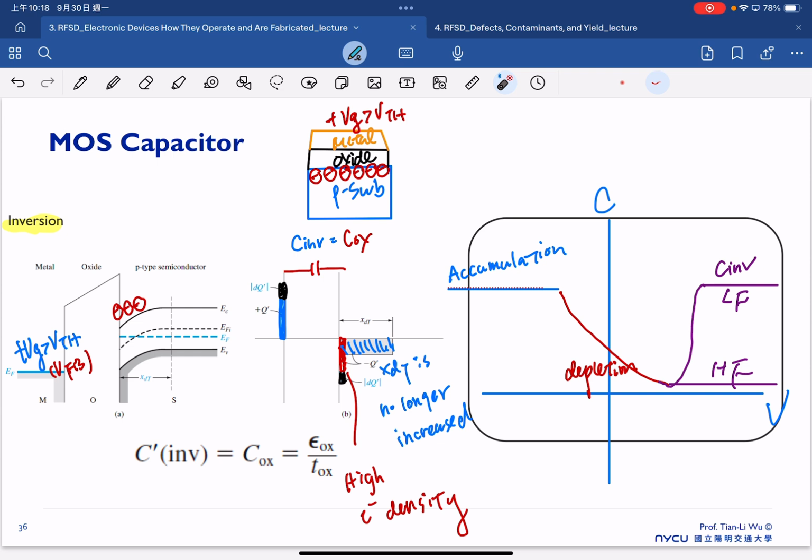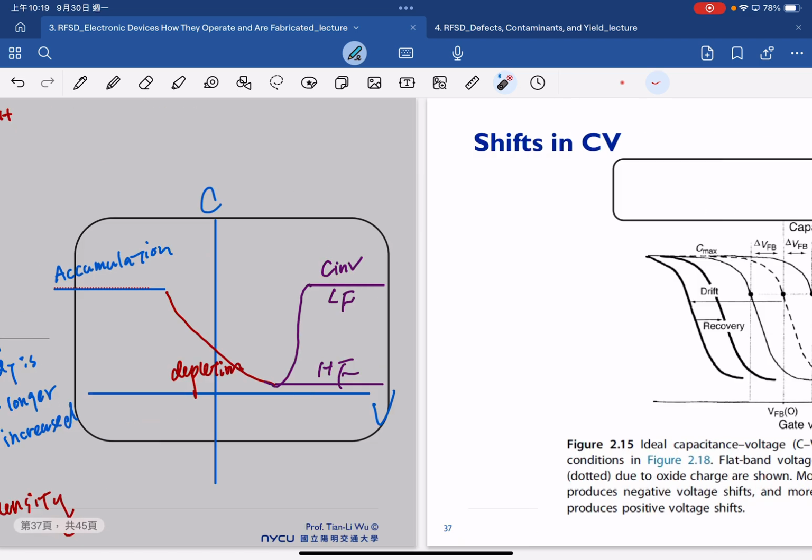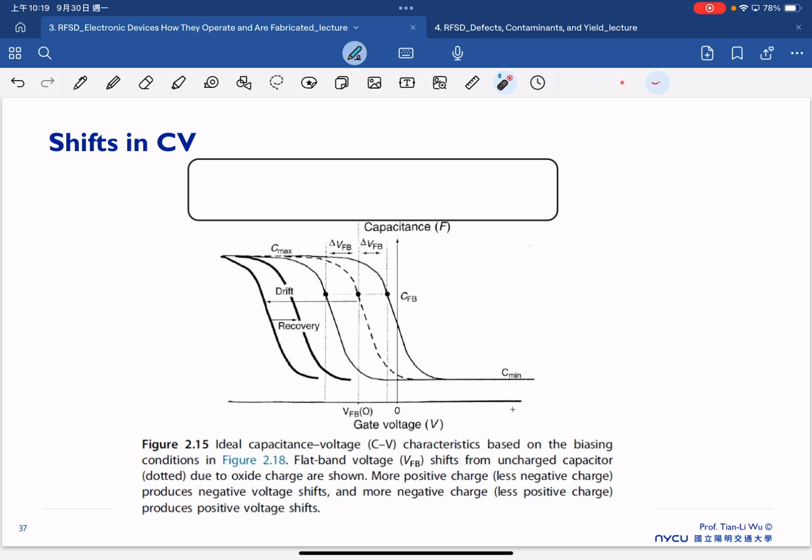So finally, we finish the basics related to the MOS capacitance. If you are not very familiar with this, I suggest you look at the Semiconductor Physics and Devices textbook. Usually this textbook has a very detailed description of the MOS capacitance characteristics. But for reliability, we are not only interested in the basic CV, we are also interested in how to use the CV to understand our reliability issues here.